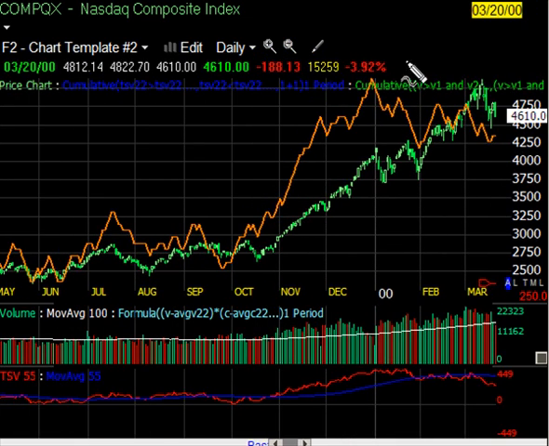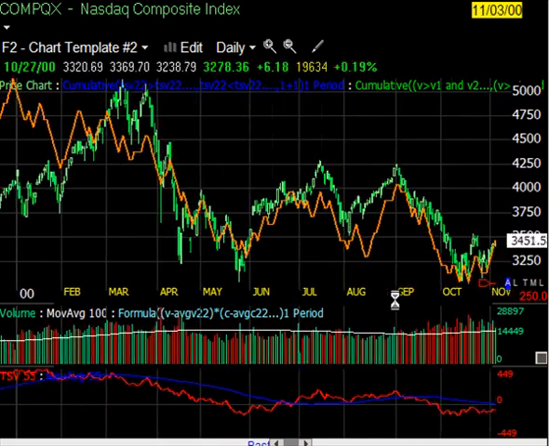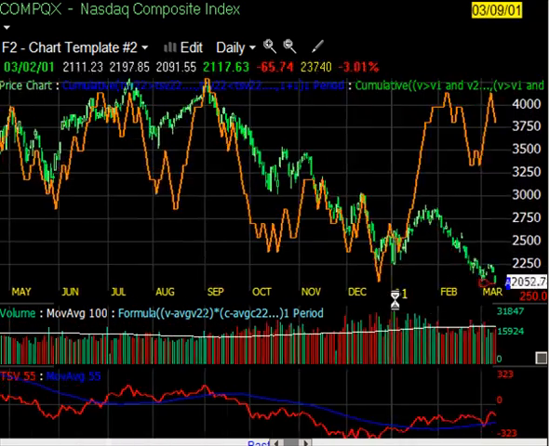We get a negative divergence in the composite. 3C caught that. It looks like TSV, which is the indicator that 3C is based on, caught it as well. I think it's a little more defined here in 3C. And I want to show you specifically 2003.